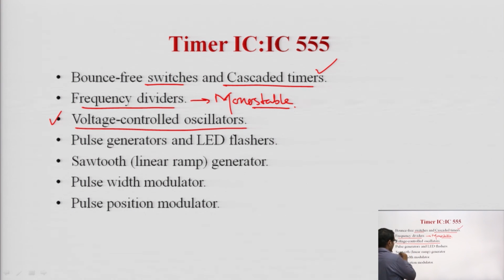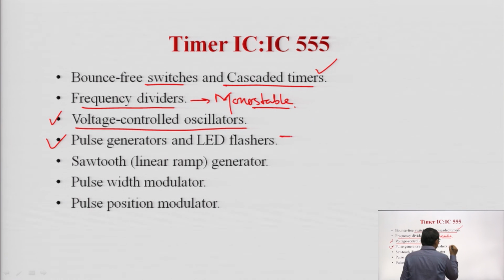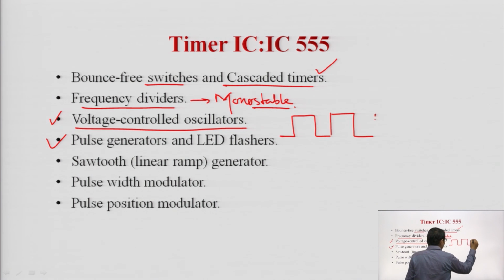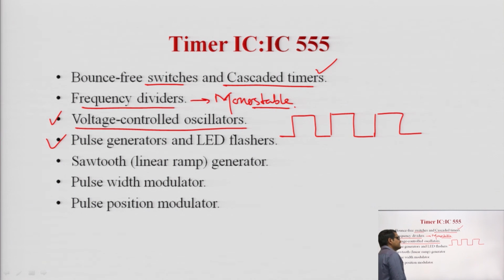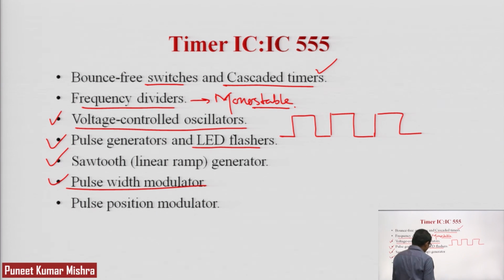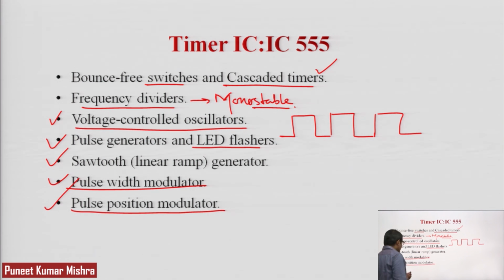For the pulse generator and LED flasher, we generate a square wave at the output of the IC 555 timer in astable multivibrator mode, so it can turn a light emitting diode on or off. A sawtooth wave can be designed with the help of the IC 555 timer. A pulse width modulator circuit as a monostable multivibrator, and a pulse position modulator, can also be designed with it. So these are the basic applications of the IC 555 timer.